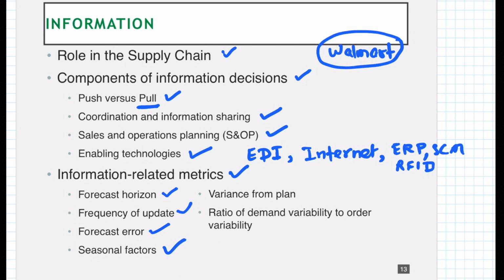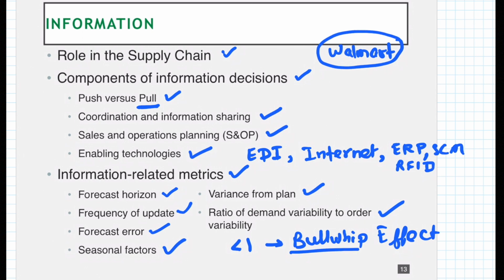Seasonal factors, variance from the plan. This could be the production plan or planned inventory levels. It can help in identifying shortages or surplus. Ratio of demand variability to order variability. This measures the standard deviation of incoming demand and supply orders placed. If this ratio is less than 1, that will indicate there is a presence of what is known as the bullwhip effect. In later chapters, we'll see what this bullwhip effect is.